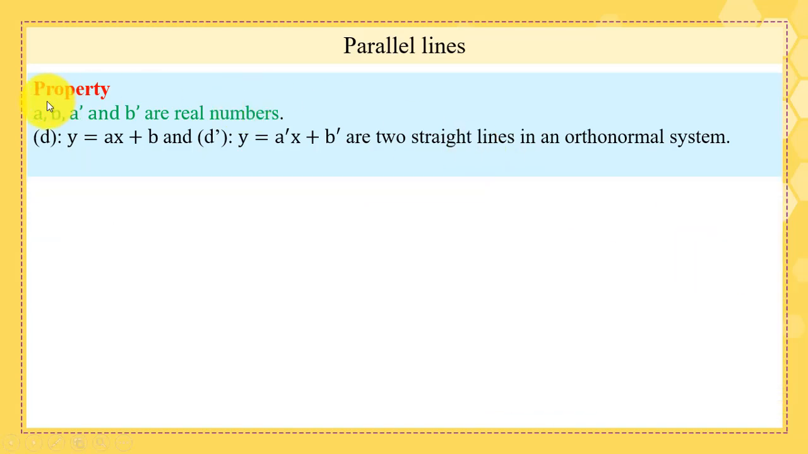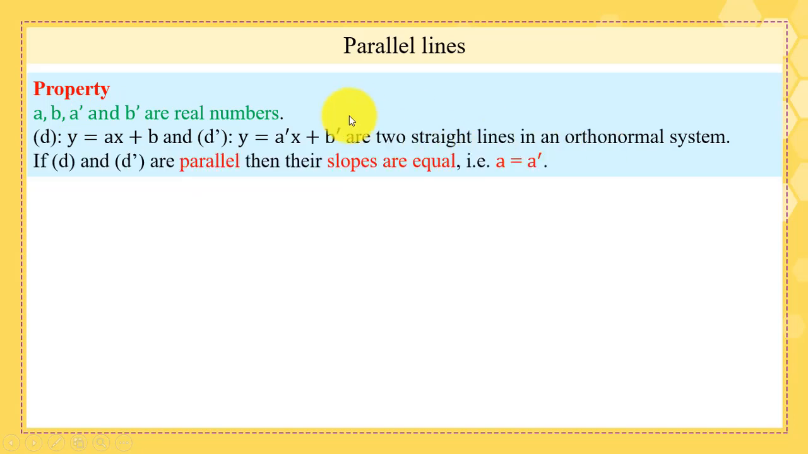Another property: also, given two straight lines D, y equals ax plus b, and D prime, y equals a prime x plus b prime, where a, b, a prime and b prime are real numbers, we say if D and D prime are parallel, then their slopes are equal. That means a, which is the slope of D, is equal to a prime, which is the slope of D prime.